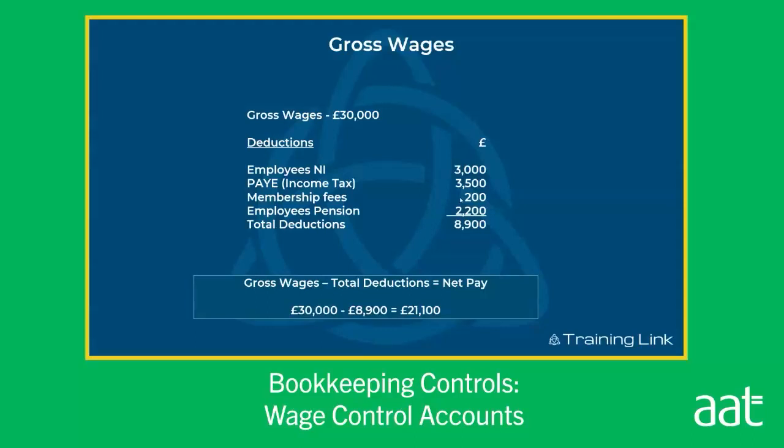This is a monthly pay packet, by the way, and if some of you out there are earning £21,100, good on you. I don't, but this is for multiple employees in a monthly period. But in this one, £30,000 gross wage minus £8,900 total deductions, leaving £21,100 that needs to be physically paid out to the employees.